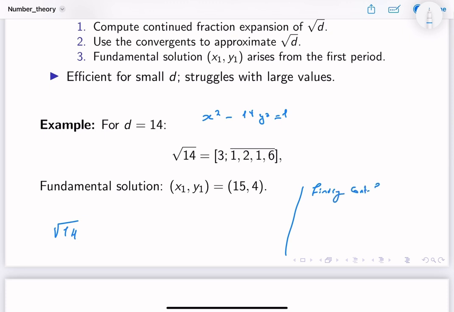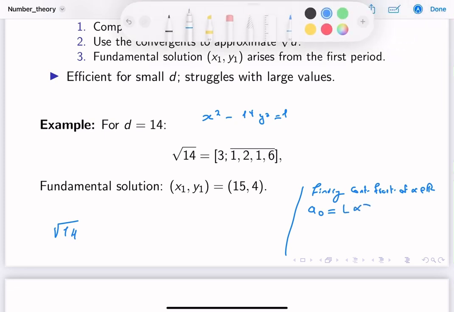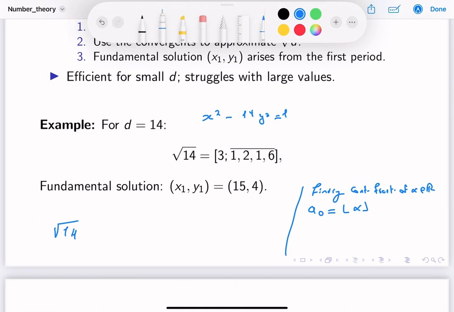the continued fraction of some real number alpha, well, the way you do it is by taking a0 to be just the floor of alpha, and then you define alpha prime to be 1 over (alpha minus a0), and repeat on alpha prime. So this is how we find the continued fraction of a real number, right?